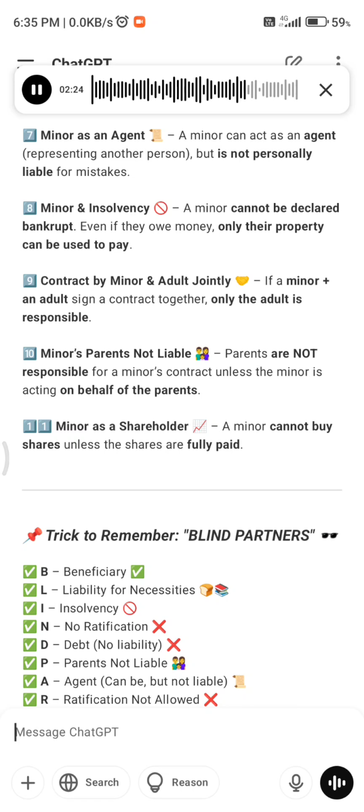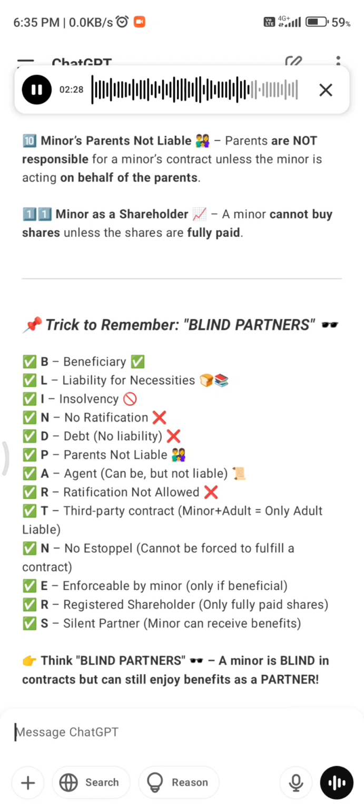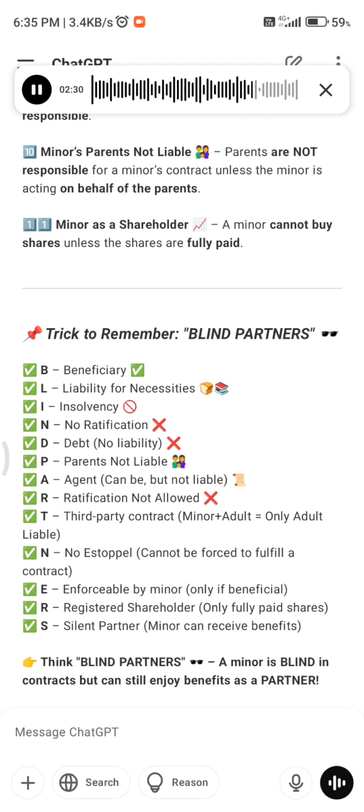11. Minor as a shareholder. A minor cannot buy shares unless the shares are fully paid. Trick to remember: blind partners.